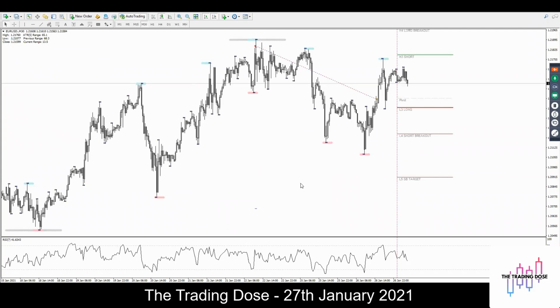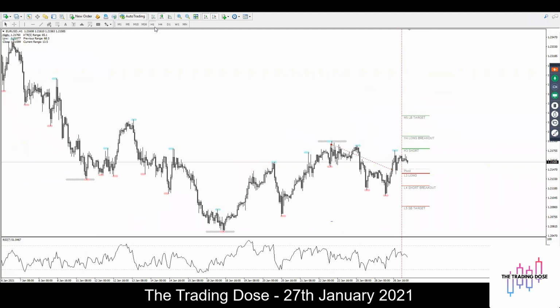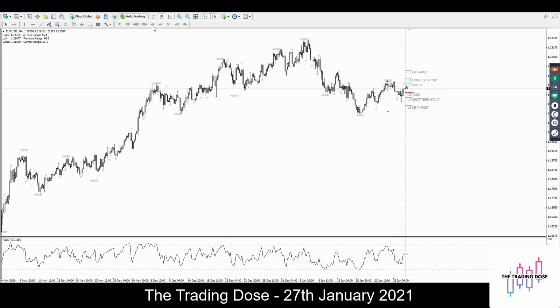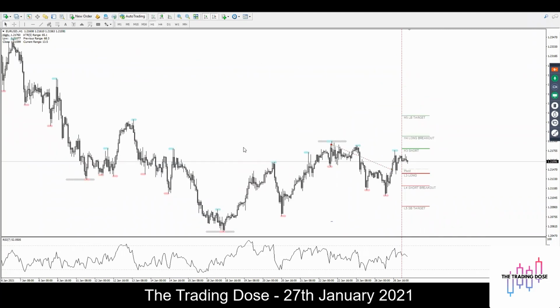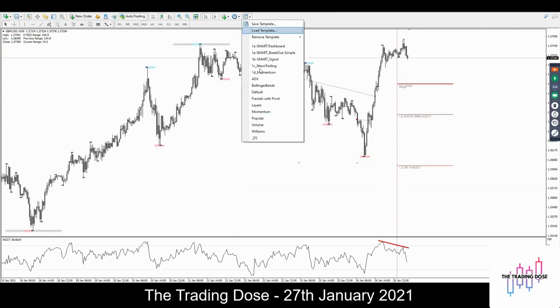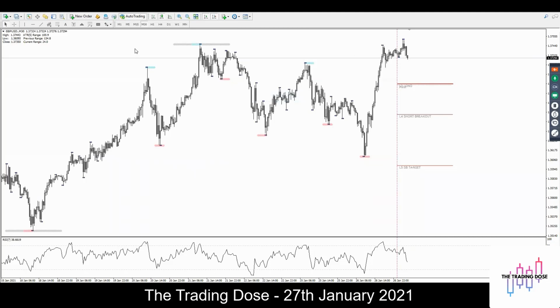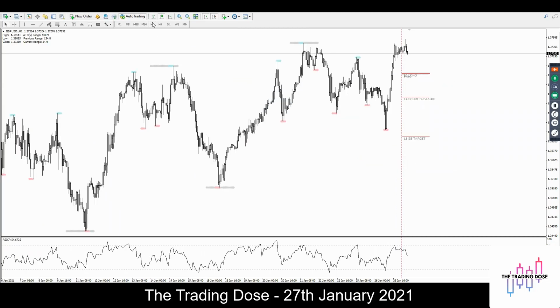For euro dollar, really nothing much. I'm still looking for the sell because on the higher time frame I'm still bearish on this, but today there's no setup, so let's quickly skip on. The other one here is pound dollar. I think there is a decent setup to again look for another sell trade.